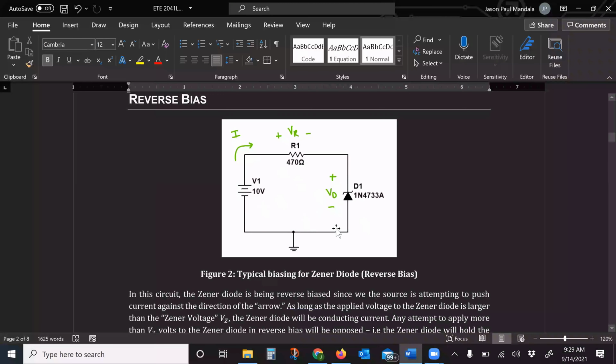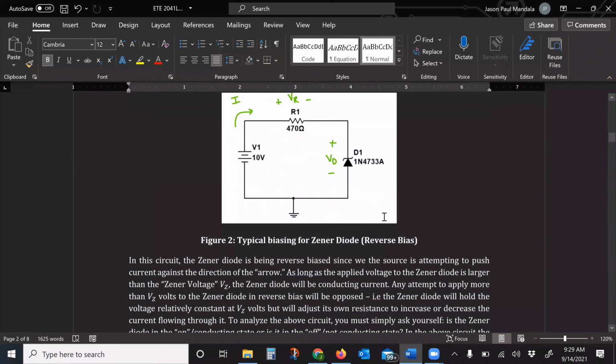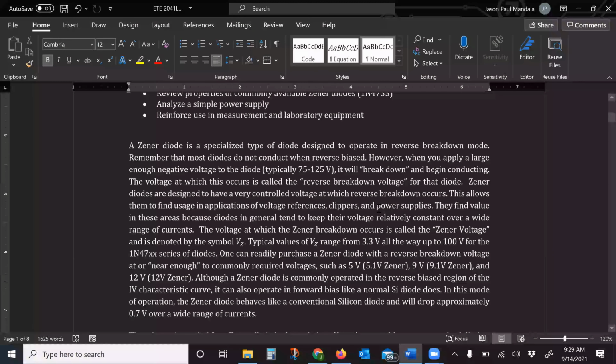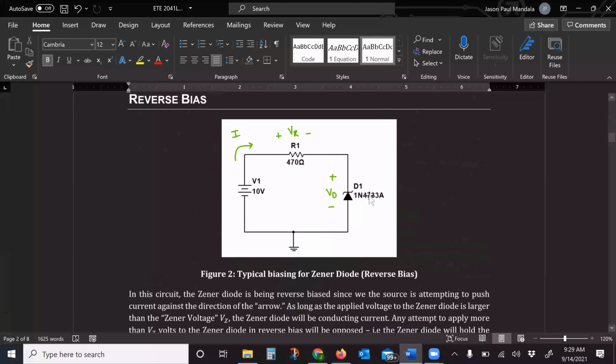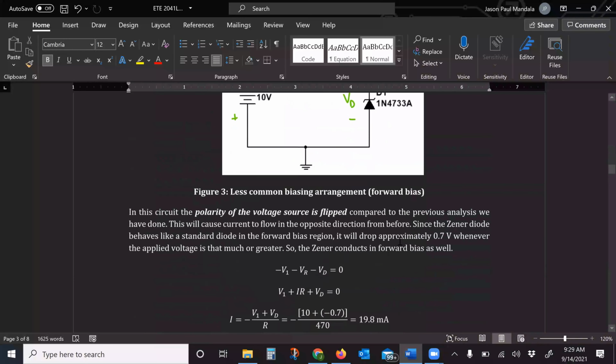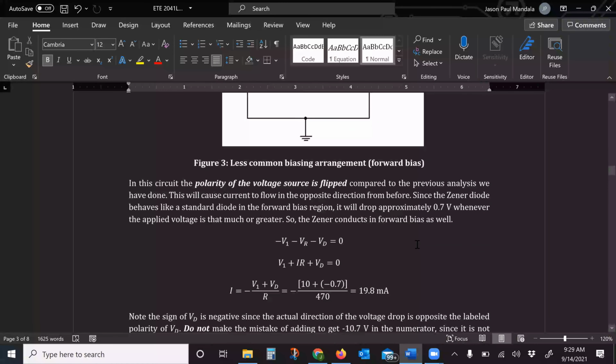So this would be a reverse bias Zener diode circuit, 10 volt supply, 470 ohm resistor. The 4733A is a 5.1 volt, I believe. 5.6 or 5.1, I can't remember. We'll double check that in a moment. But remember how different Zener diode part numbers have different turn-on voltages, right? The Zener voltage, VZ. And so there's some background information on how to calculate the current or voltage drop in forward bias and reverse bias.